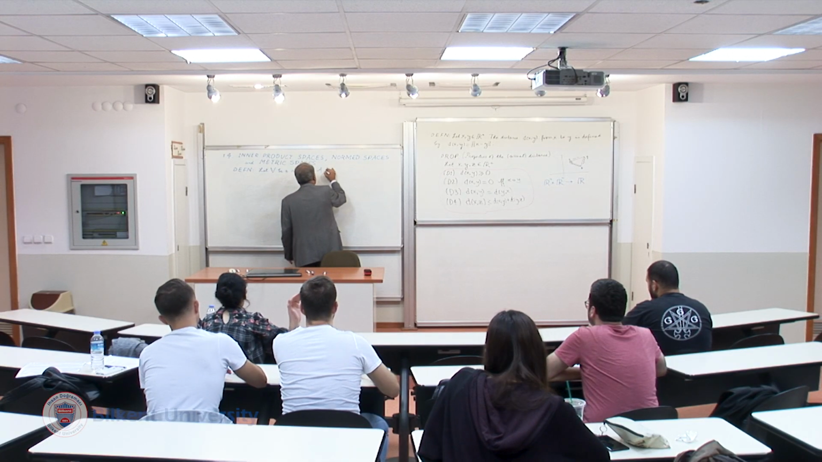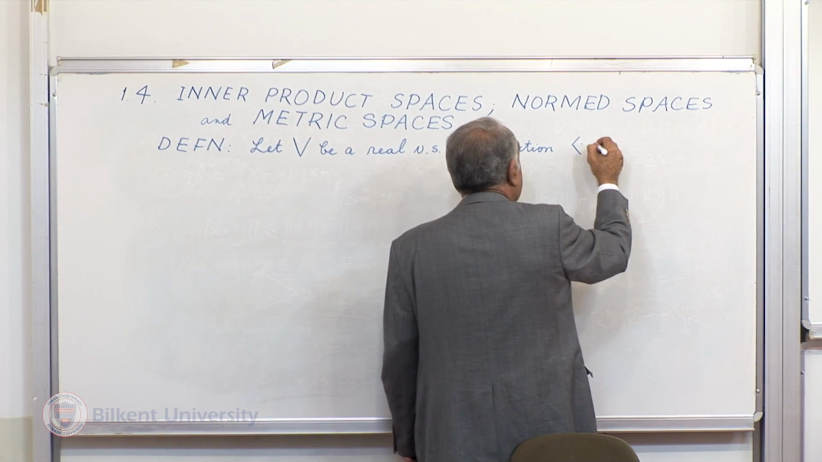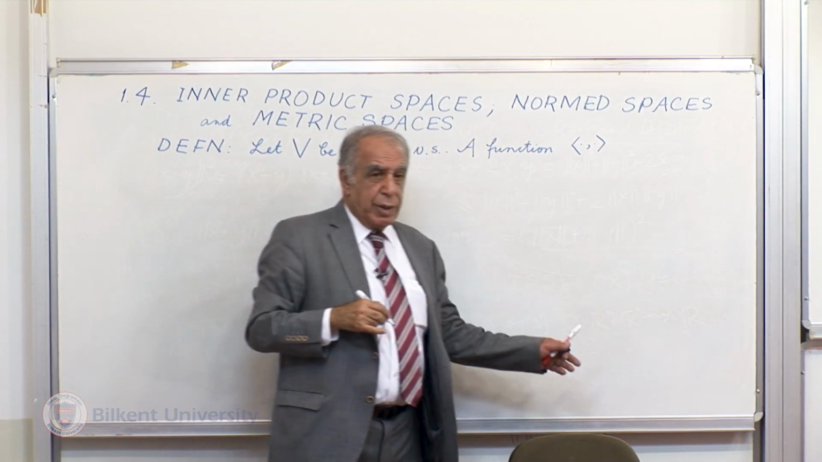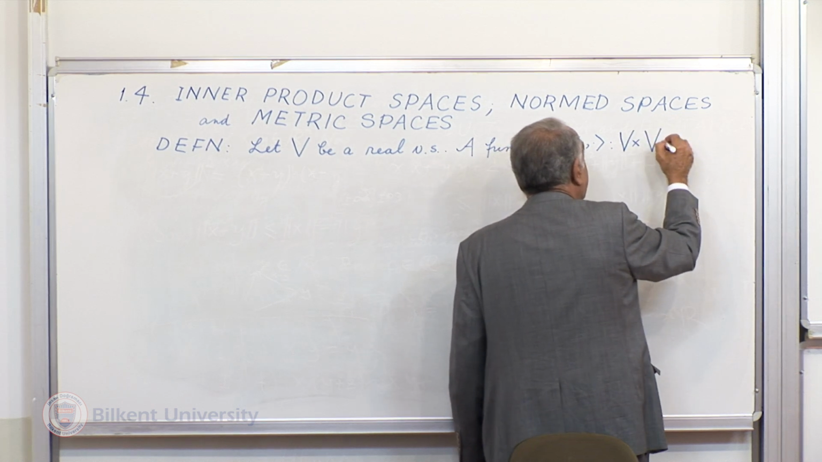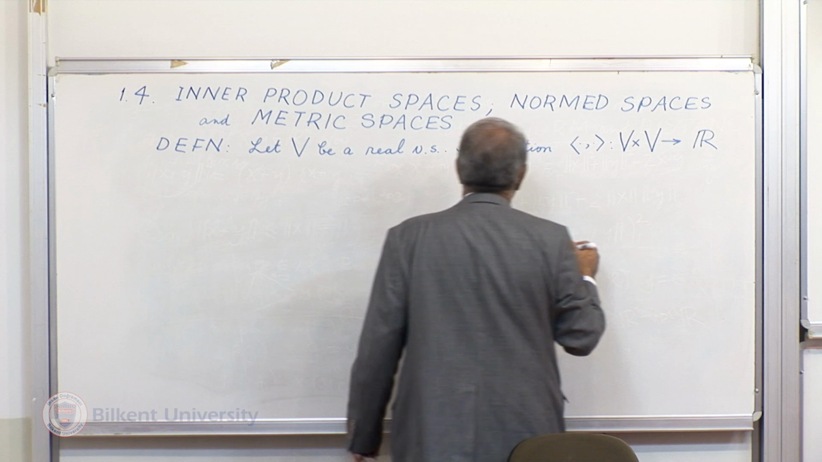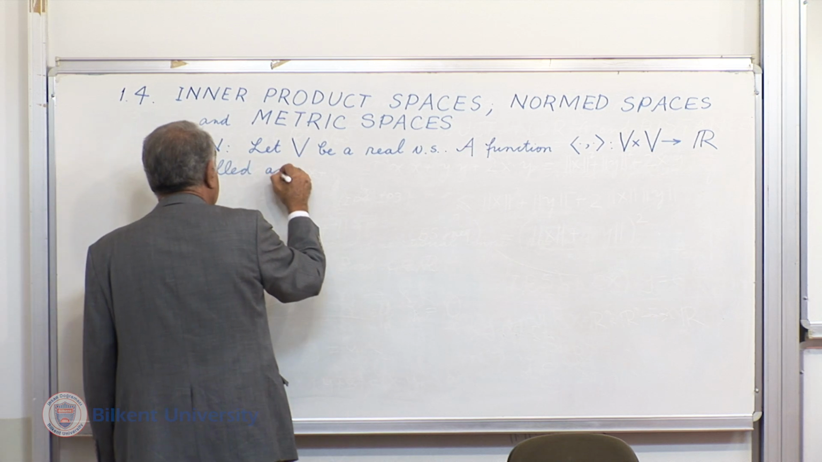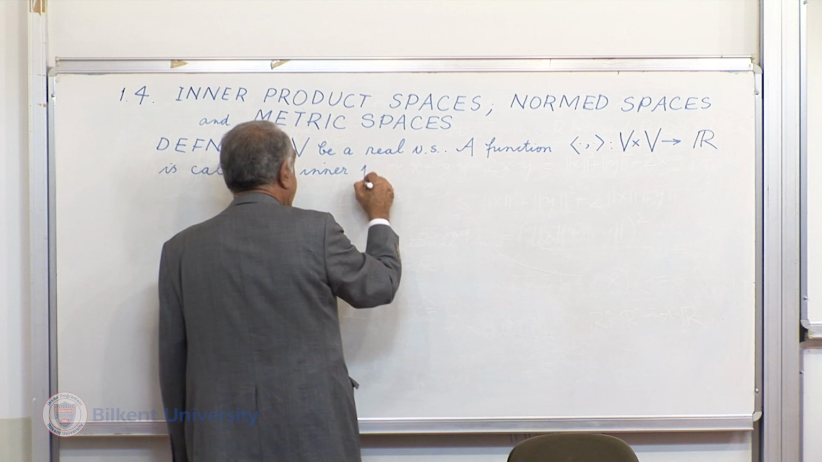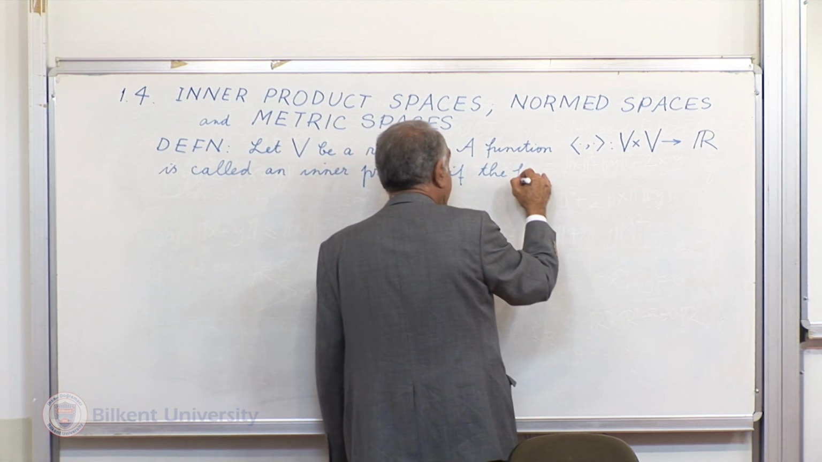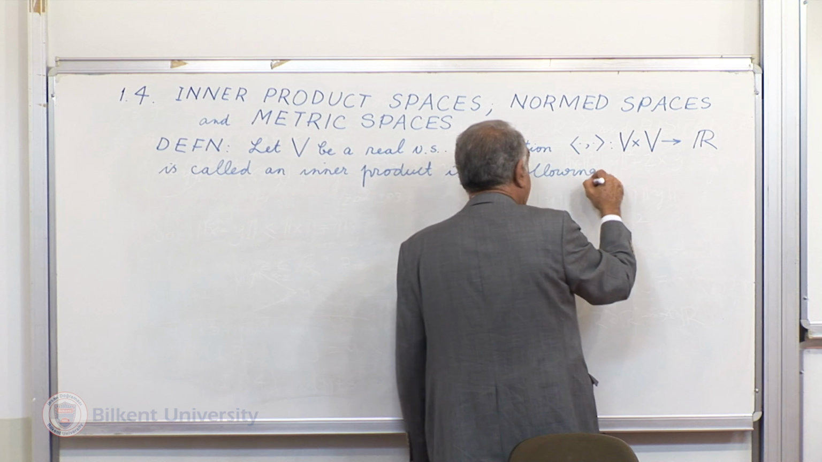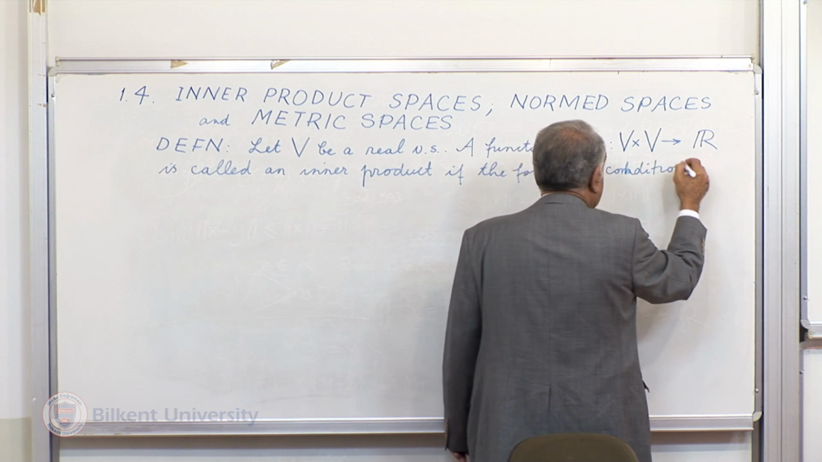A function, now I will use this strange symbol which looks like an emoji, on V cross V with values in R is called an inner product if the following conditions are satisfied.